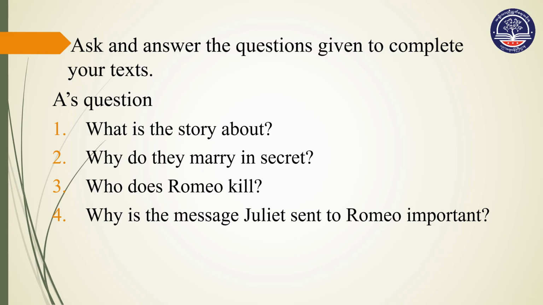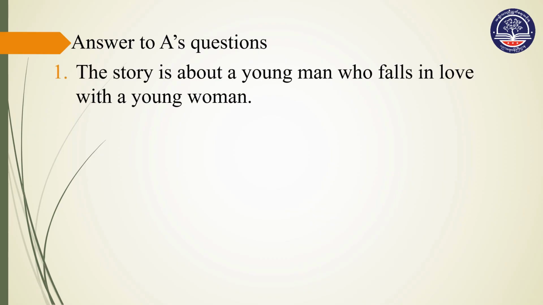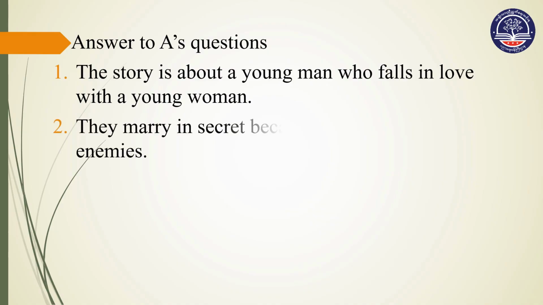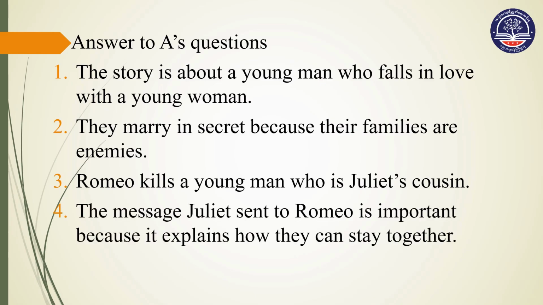Okay, let's check your answers to the A questions. Number 1, the story is about a young man who falls in love with a young woman. Number 2, they marry in secret because their families are enemies. Number 3, Romeo kills a young man who is Juliet's cousin. Number 4, the message Juliet sent to Romeo is important because it explains how they can stay together. Like that, yes? The Romeo and Juliet story is very familiar to all of you. According to your own idea, according to your background knowledge of the story, you can fill out your answers.